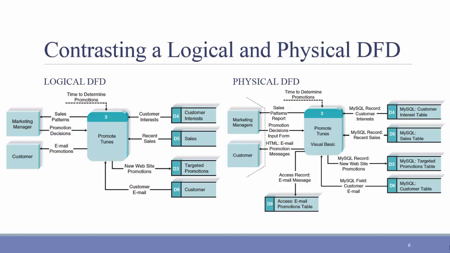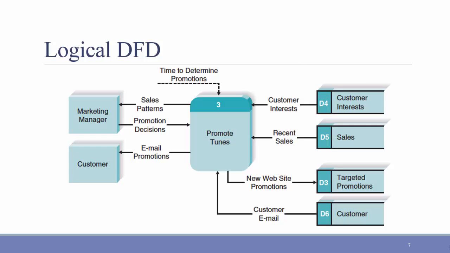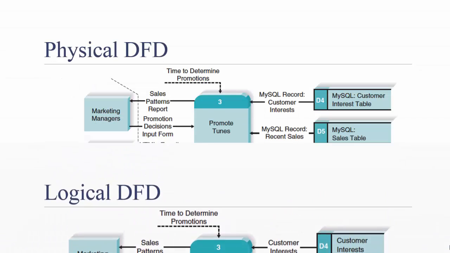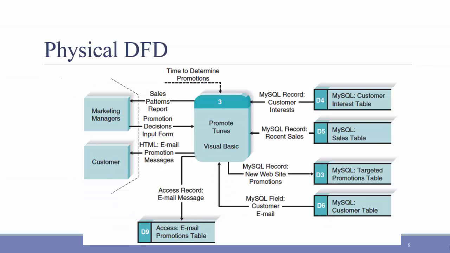Here's a great example from the textbook contrasting a logical and a physical DFD. Let's look at this more closely, one step at a time. In the logical DFD, we've listed all of our processes regardless of whether they will be completed by a human or a computer. However, in the physical DFD, we've noted that there is a boundary between our external entities, our marketing managers and customers, and the rest of the system, which will be implemented digitally.